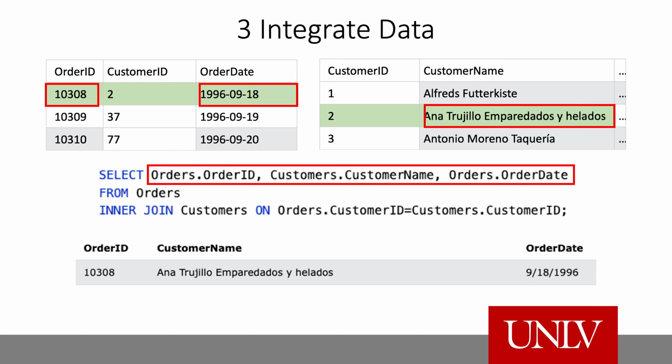And here is the result from the query. So even though the customer ID is not explicitly selected from both tables, all information related to the customer ID of 2 has been selected.